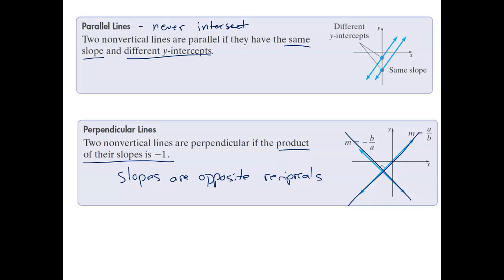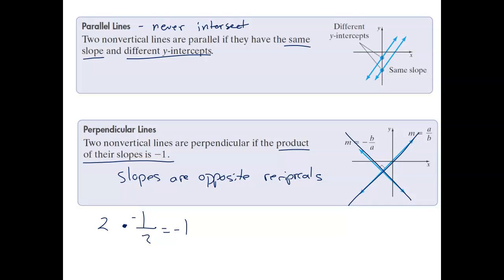Okay? So opposite reciprocals. For example, if I had a slope of 2, what's the reciprocal of 2? 1/2, and then opposite would be negative. So these would be perpendicular lines. Opposite reciprocal slopes. If I multiply 2 by negative 1/2, I get negative 1.